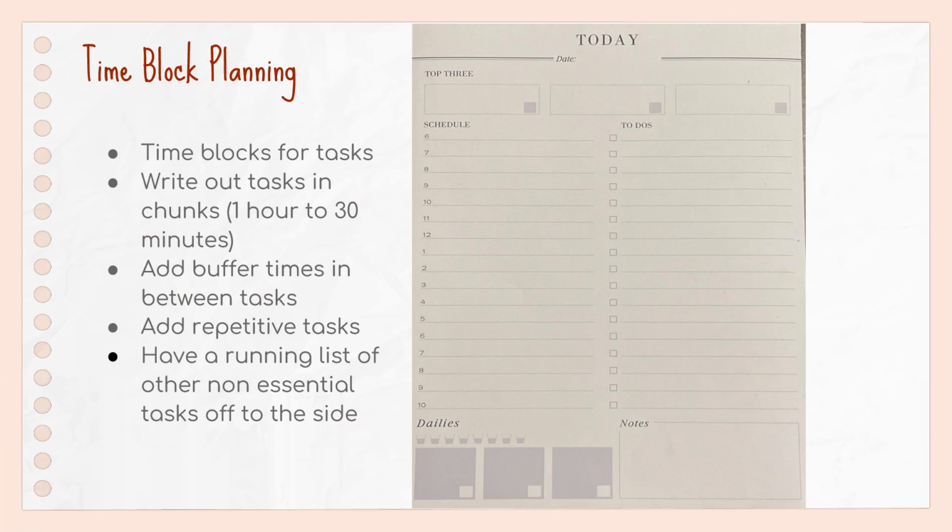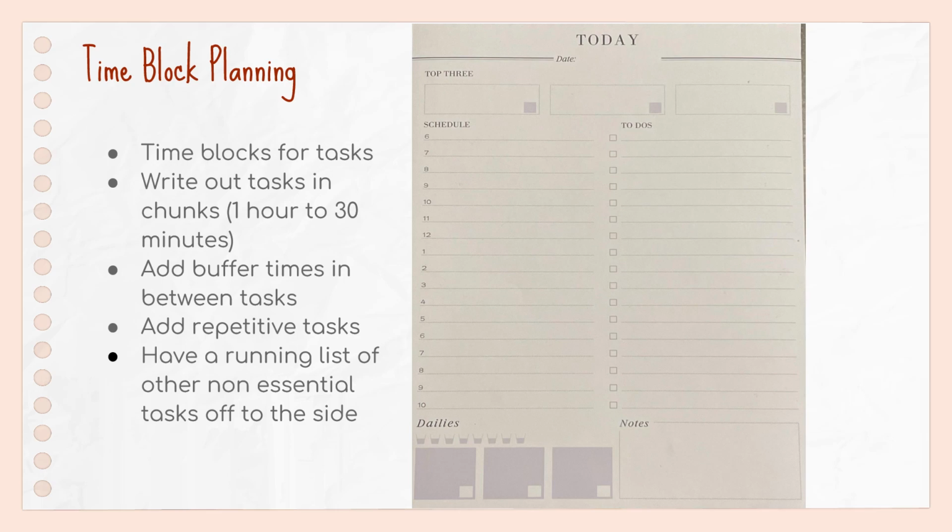Another way you could plan is by using time block planning. This is a page from a friend's planner. She has her to-do list on the right and a time block schedule on the left, so she has both. She writes out what she's going to do by the hour or 30-minute intervals with wiggle room and a buffer in between. On the schedule side, the time block side, this is also where she adds tasks that she does every week that are repetitive, like classes.